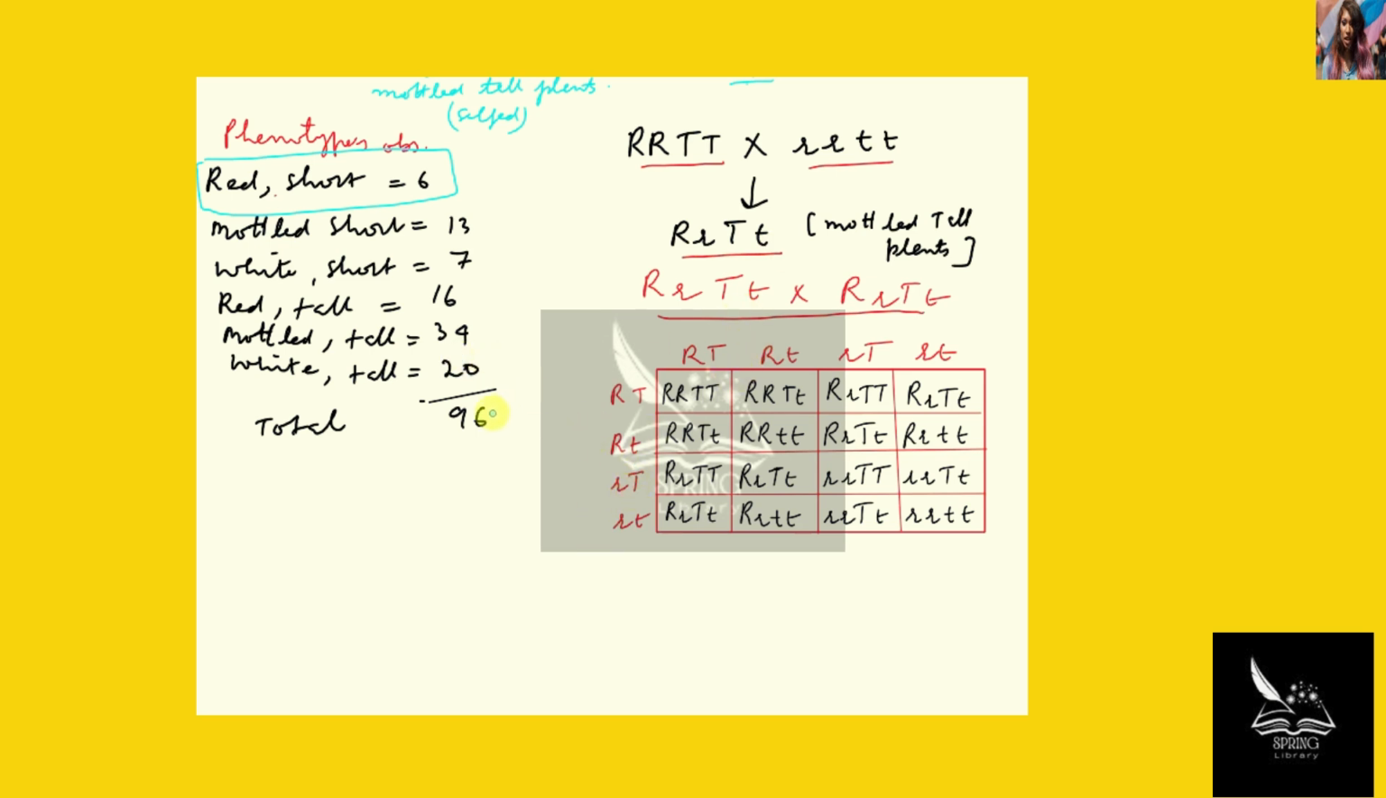So we were asked what would be the expected phenotypic ratio of the red and short. As red and short, red will be represented by RR, short will be represented by tt. So we have to find the RRtt. This is the RRtt here, only one, and total number of offspring is 16, so 1 by 16. So the expected ratio of red and short is 1 by 16. So among the given options, the correct option is option E, which says 1 by 16.